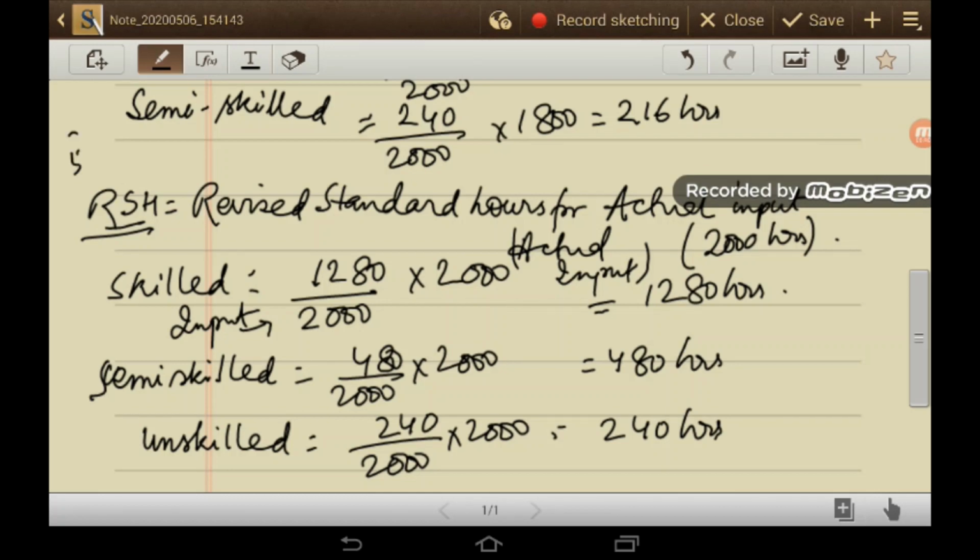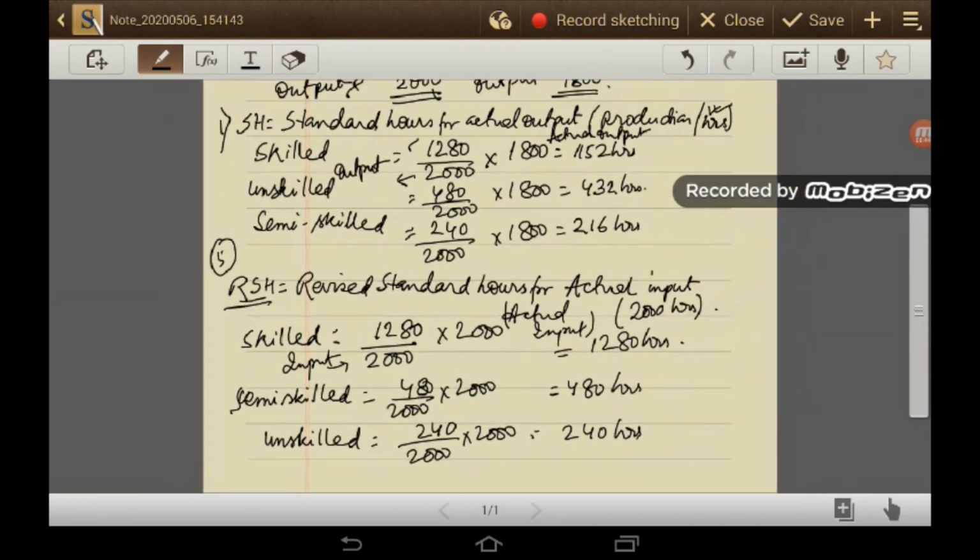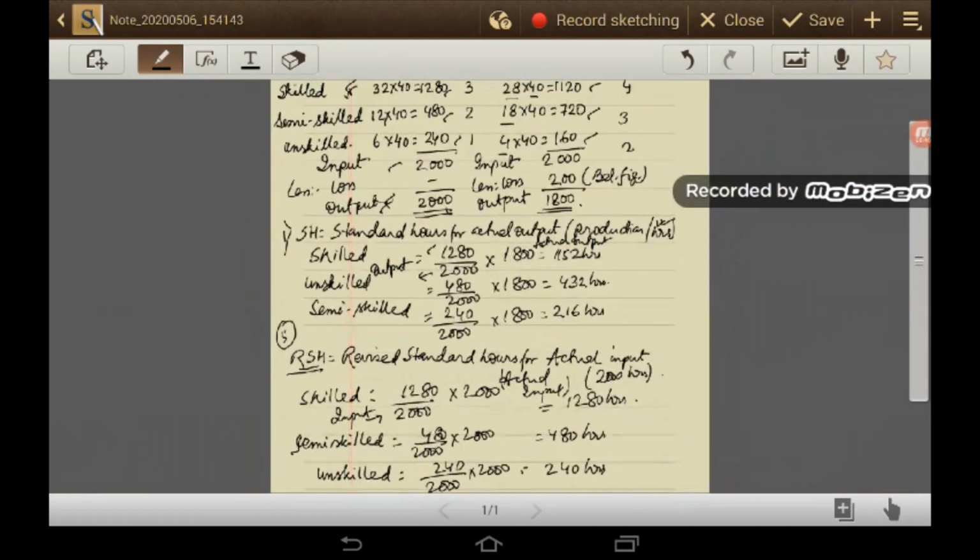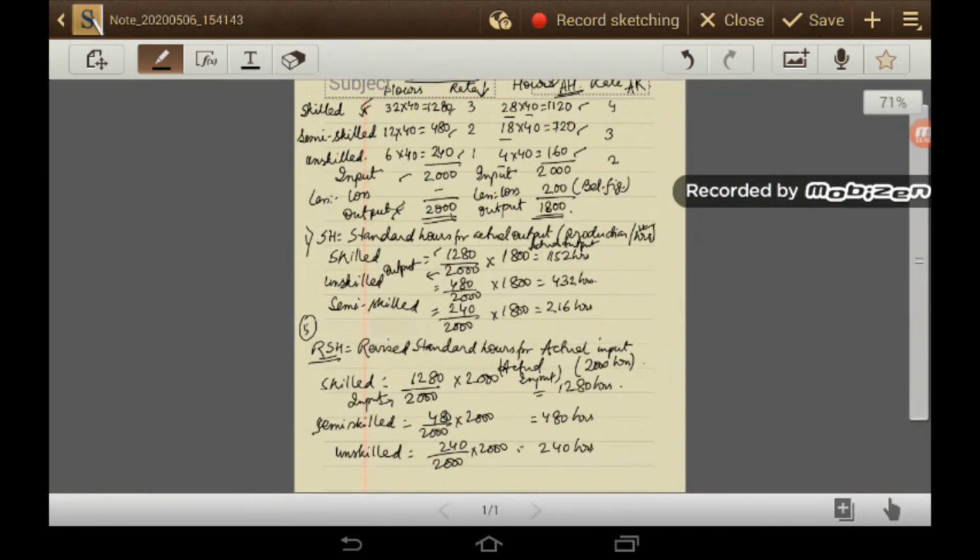So I have calculated all the 5 parameters. So I request all the students to devote some time to understand what are the 5 parameters you need to work. Devote some time to analyze how the parameters I have calculated, and then you proceed to calculate all the sub-variances.